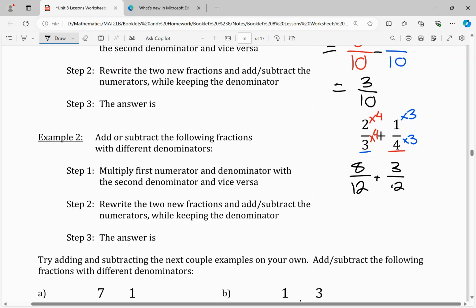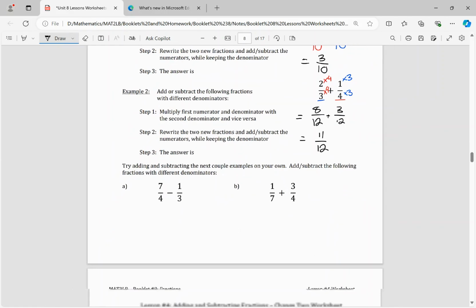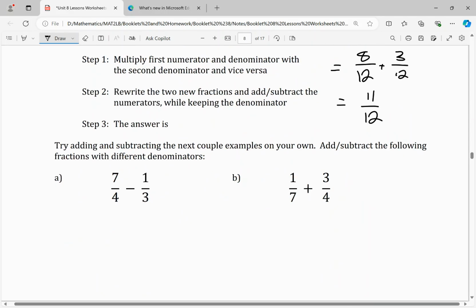Now we're adding those two fractions. And you can see now that they both share a common denominator of 12, so we can simply add their numerators. 8 plus 3 is equal to 11. And please remember that you do not change the denominator. Right, that's about it for this lesson. Take some time to complete these last couple examples and then compare those to my answers.